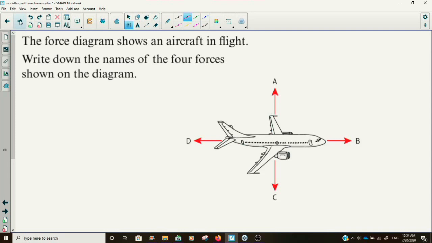Okay, a little bit of practice for you. Just see if you can label these four forces. Okay, think about an aeroplane. Think about some words that we might not have used already, and see if you can label these four forces. I think you should be able to get two of them, but you might not get all of them. So just pause the video, have a go, and I'll let you know what they are in a moment.